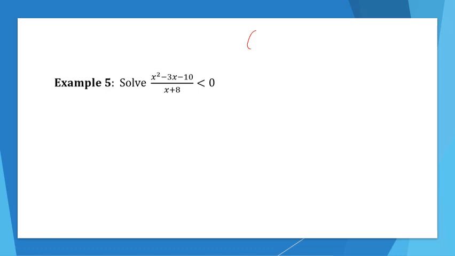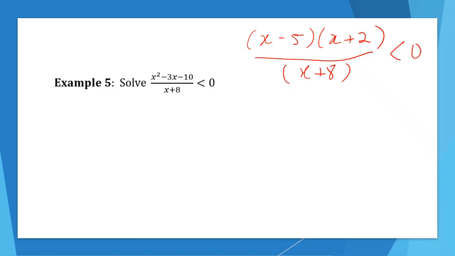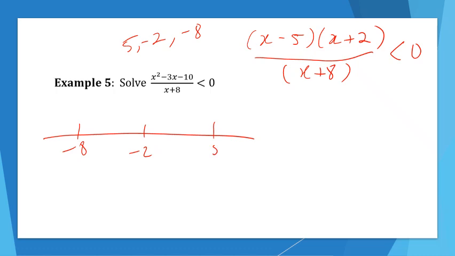So factoring the top, you should get (x - 5)(x + 2) all over x + 8. Where is this just less than 0? Our critical numbers should be 5, -2, and -8. Plugging those in on the number line, we can plug in 6, 0, -3, -9. Because this is just less than and not less than or equal to, all three of these are going to get open circles, giving them out like Oprah.